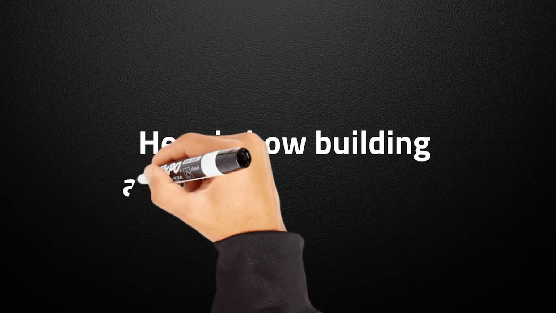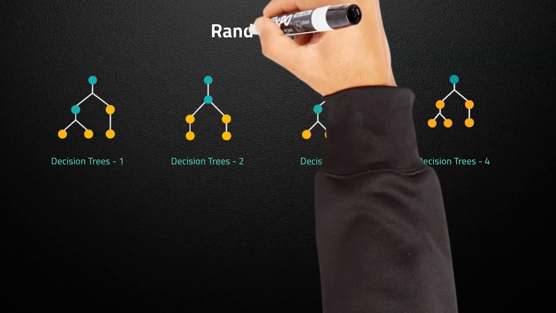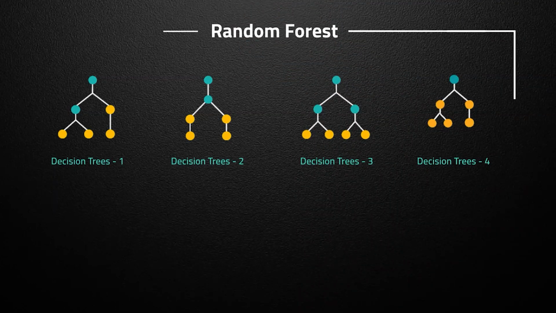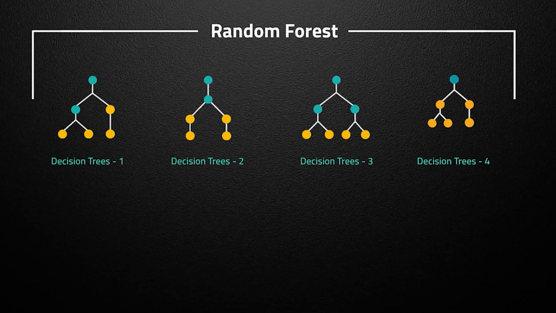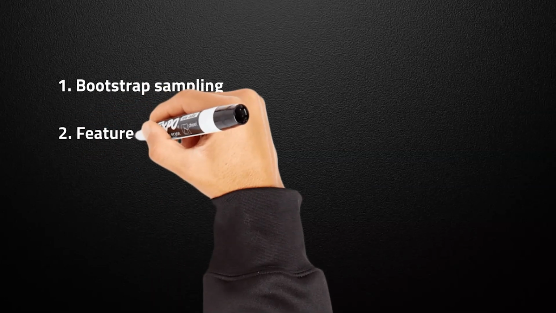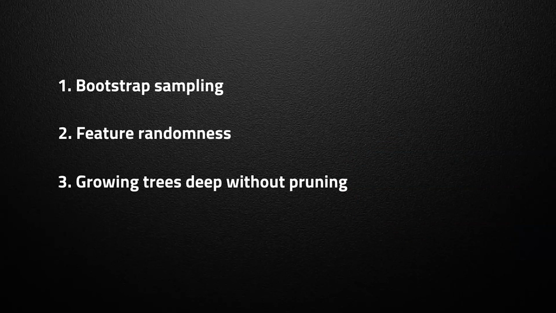Here's how building a random forest works. We build several decision trees to make the forest. Note that all these trees need to be different from each other. Otherwise, what's the point of having so many trees? It's this very process of having different trees that helps to get a better prediction. It's like having several different perspectives of patterns in the data. There are three ingredients to how these trees are built. One is bootstrap sampling, two is feature randomness, and three is growing trees deep without pruning.